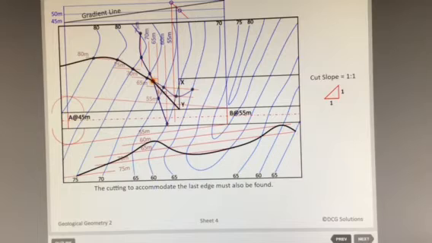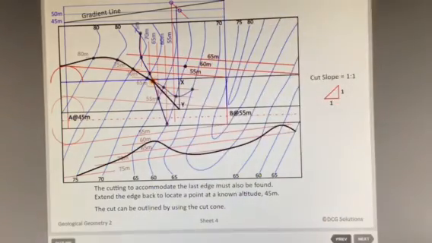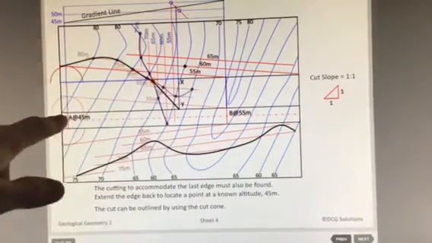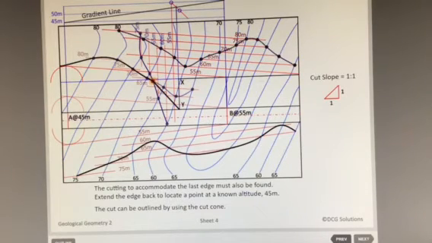The cutting to accommodate the last edge must also be found. So extend the edge back to locate a point at a known altitude of 45 metres. So the cut can be outlined by using the cut cone. Because this is sloped as well, you're going to have to use a cut cone. So that's just extended on down to the same place as this. And it's just filled in like that.